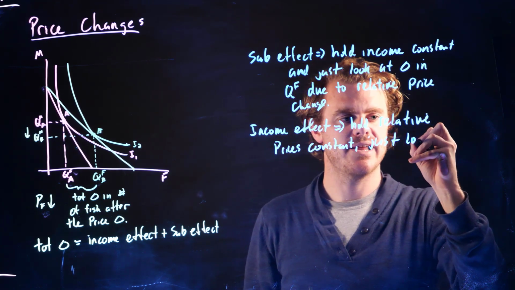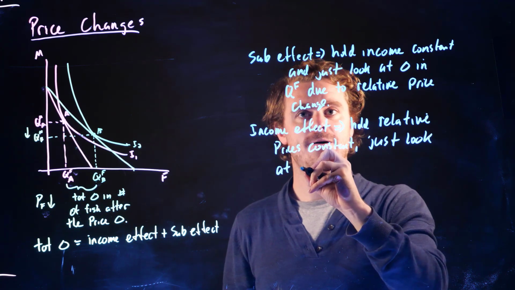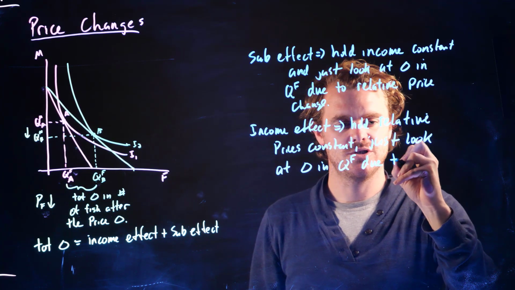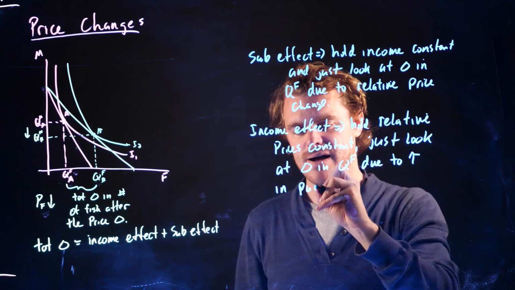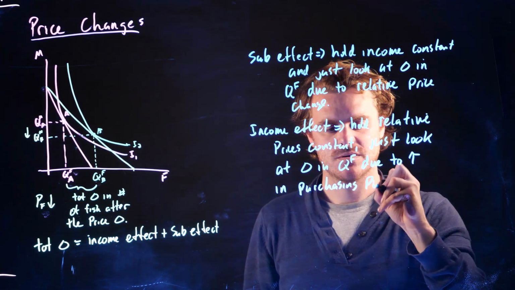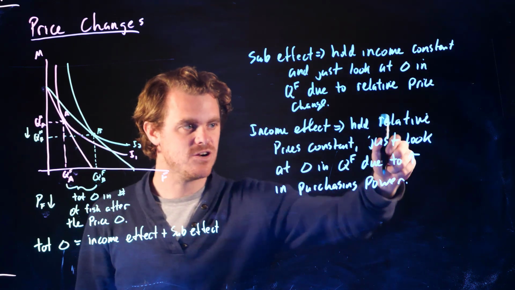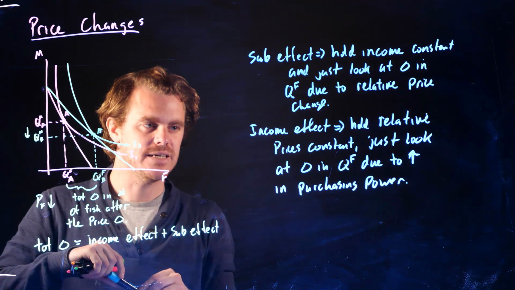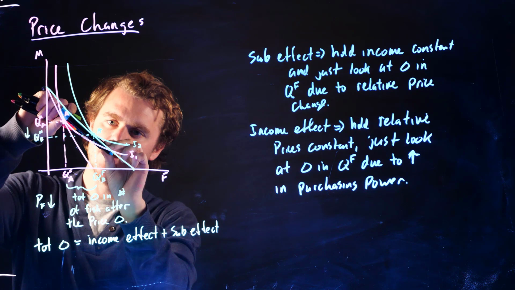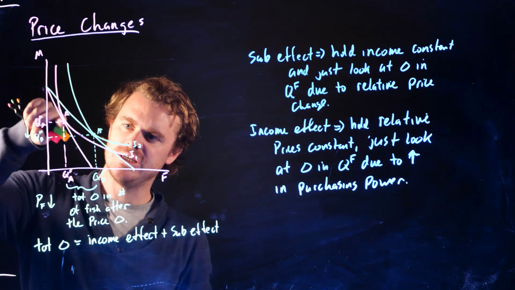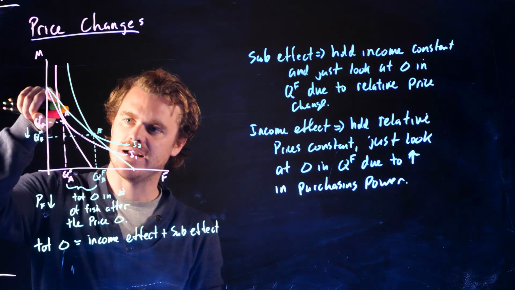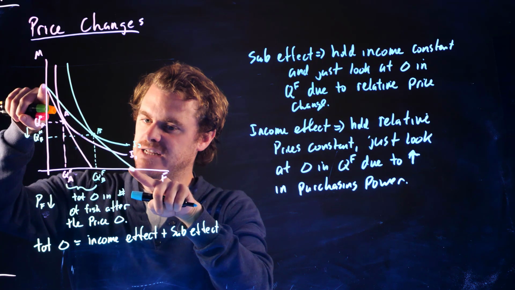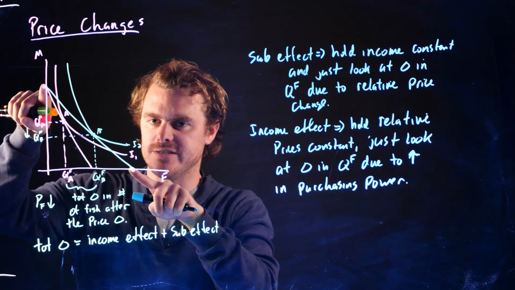And we want to just look at the change in QF in this case due to the increase in the purchasing power of our budget. And it's the increase in purchasing power because the price went down. So how we're going to do this graphically is we're going to take the slope of the new budget constraint. Remember, these budget constraints are like the price ratios, so they're capturing relative prices. And this green budget constraint here is capturing the relative prices after the price change.